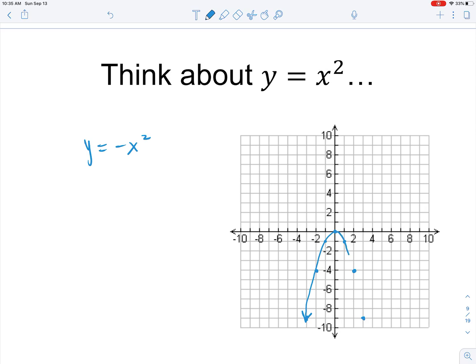And from your Algebra 1 knowledge, you know that whenever the leading coefficient on the x squared term is negative, that's a parabola that opens down. So that makes sense here.